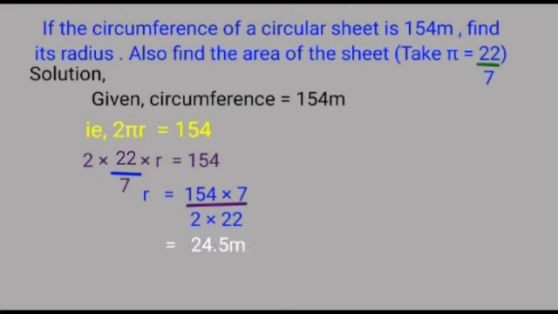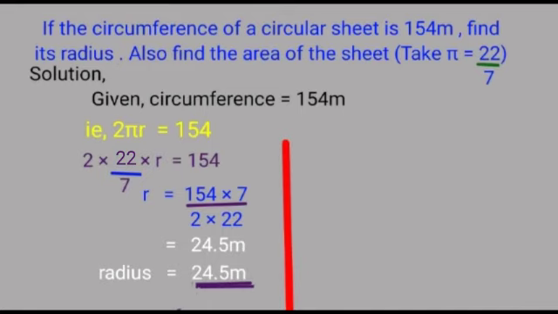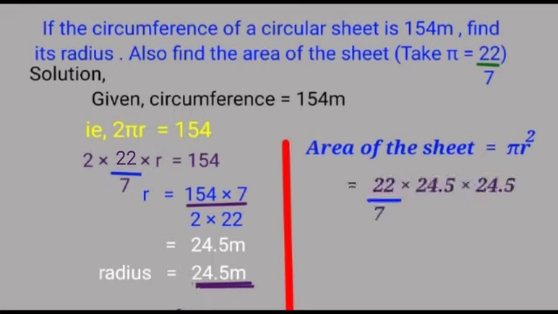That is equal to 24.5 meter. So here radius is equal to 24.5 meter. Next we have to find out its area. Area of the sheet is equal to pi r square. That is equal to 22 by 7 into here radius 24.5, so 24.5 into 24.5. That is equal to 1886.5 meter square.